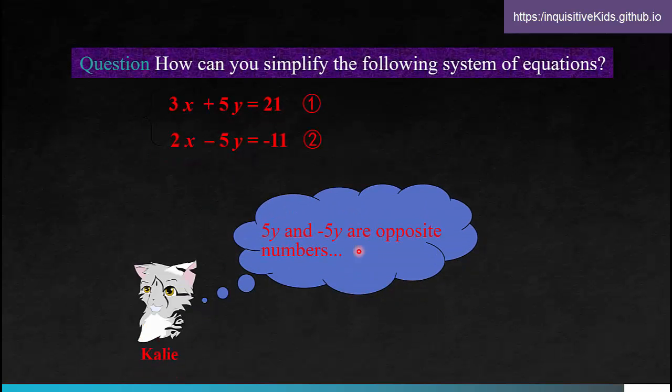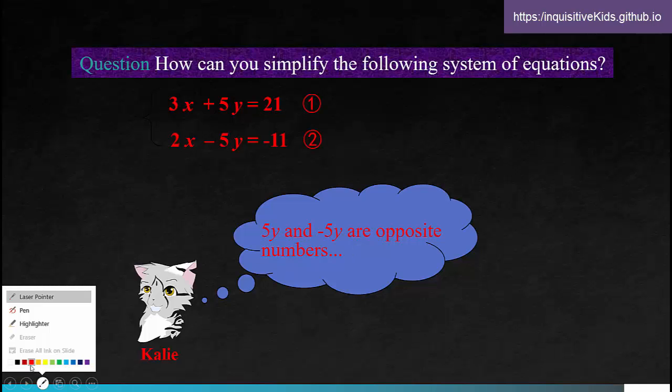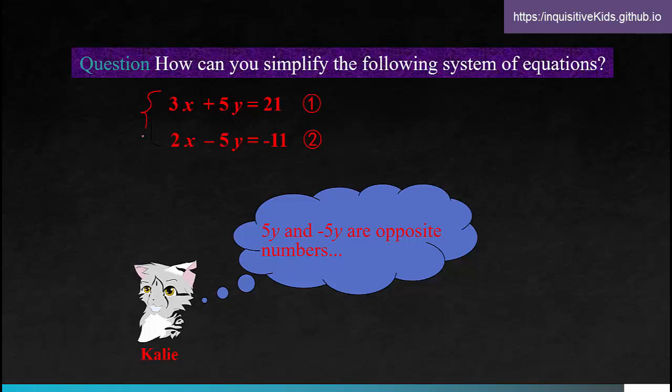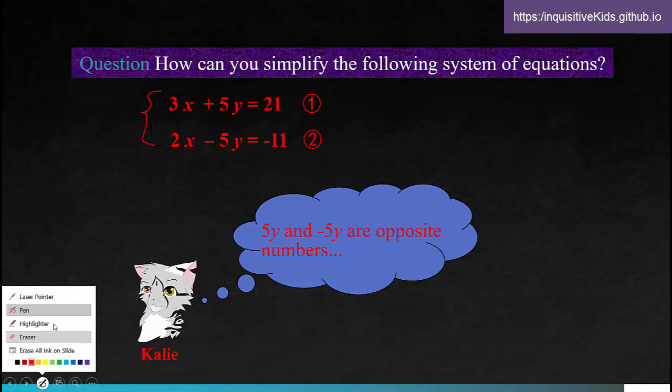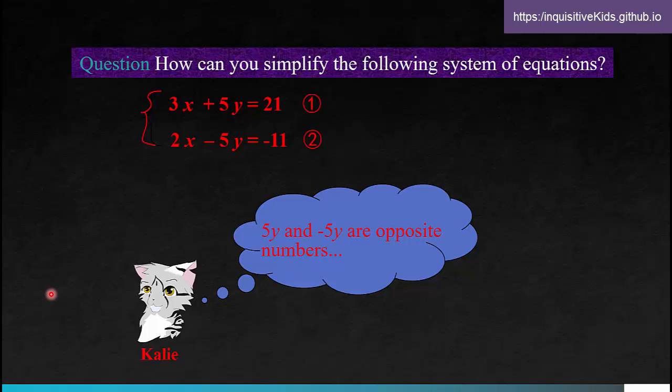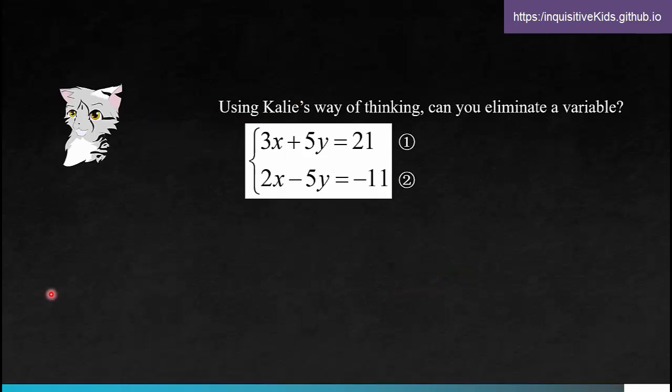So here's Kaylee. She's thinking that 5y, again, the brackets should be red. She's thinking again, 5y and negative 5y are opposite numbers. So why did she think that? Why is that important? So using her way of thinking, can you eliminate a variable?